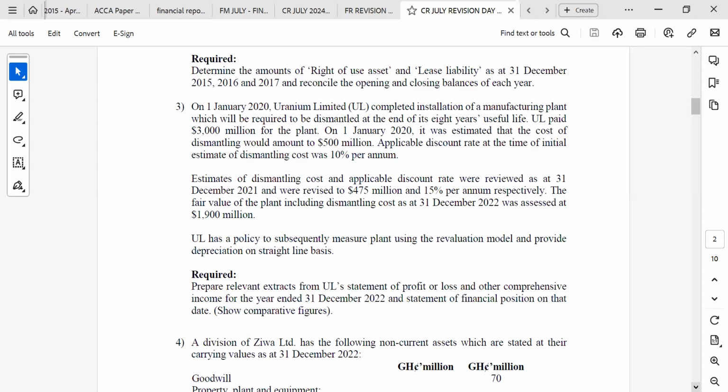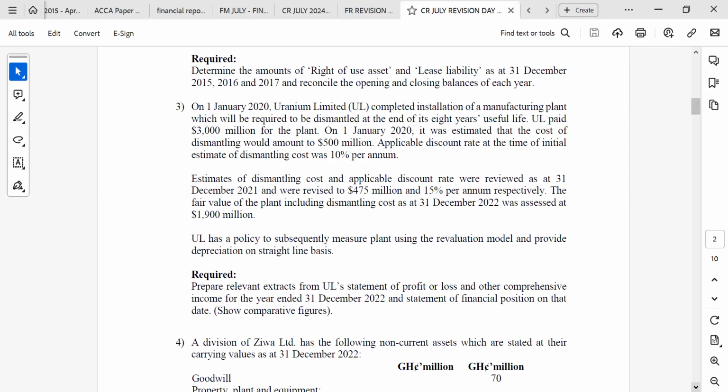Question 3. On 1st January 2020, Uranium Limited completed installation of a manufacturing plant which will be required to be dismantled at the end of its 8 years useful life. UL paid $3,000 million for the plant. On 1st January 2020, it was estimated that the cost of dismantling would be $500 million. The applicable discount rate at the time of initial estimates of dismantling costs was 10% per annum.